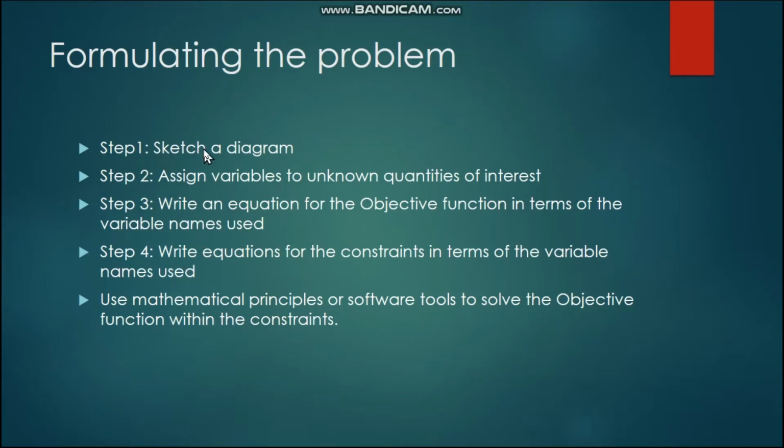Now that we understand the problem, let's look at the method we're going to use to solve it. Firstly, we're going to sketch a diagram. Then we are going to assign variables to the unknown quantities. Next, we are going to write an objective function that uses the variables from step 2. Next, we're going to write constraint equations, which are limitations we put on the values of the variables so that the problem makes sense. Next, we're going to use a mathematical software package like Excel and MATLAB and others to solve the problem.